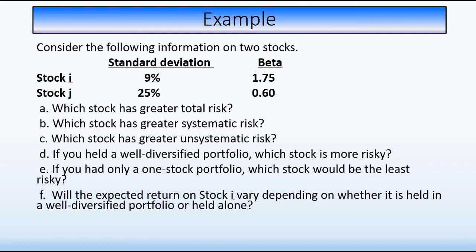Will the expected return on stock I vary depending on whether it's held in a well-diversified portfolio or held alone? Absolutely not. I mean, think about it. Stock I, any stock, could be held by multiple people, and some people will have diversified portfolios and others will not. The expected return won't depend on who has what investment. The expected return is going to be a function of the market risk premium, the beta of the stock, and how it co-varies with the market according to the capital asset pricing model and the security market line.